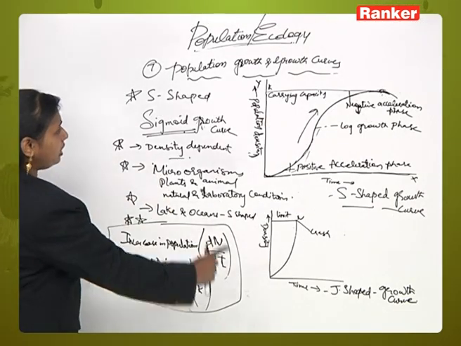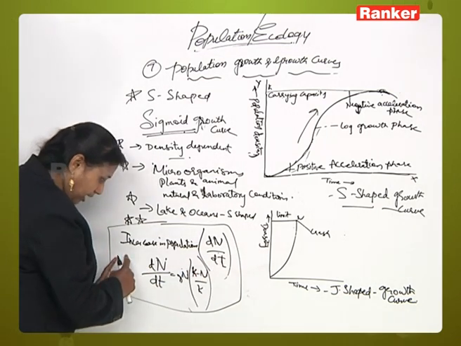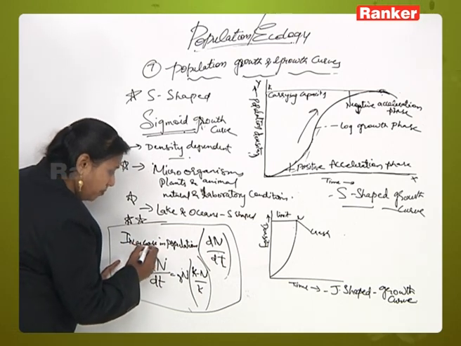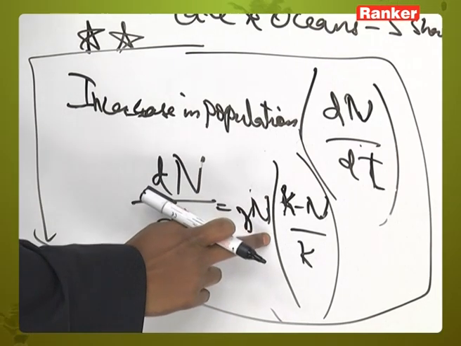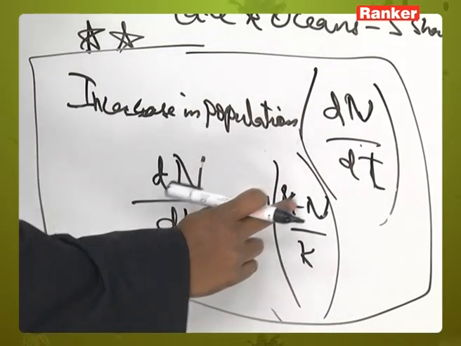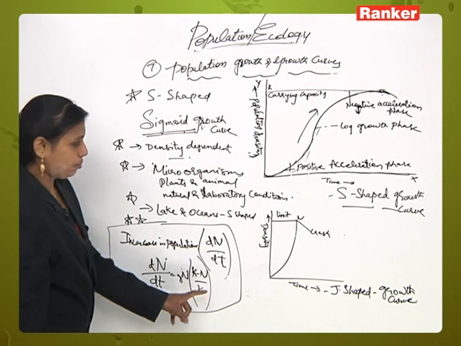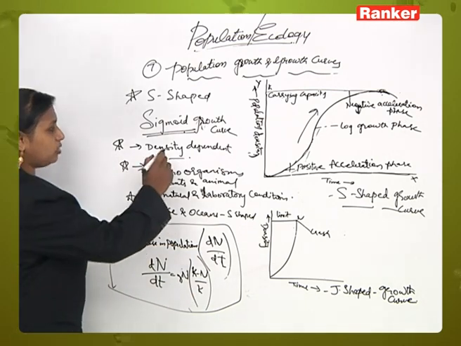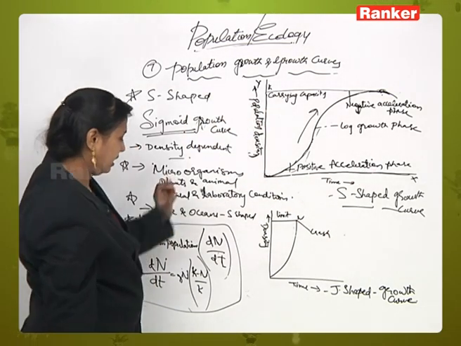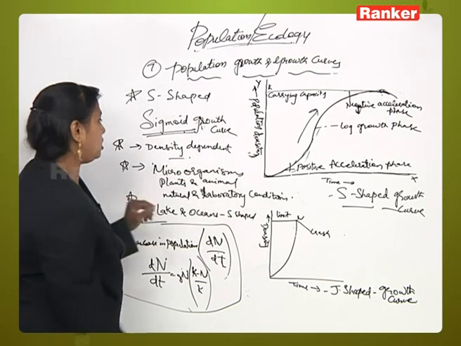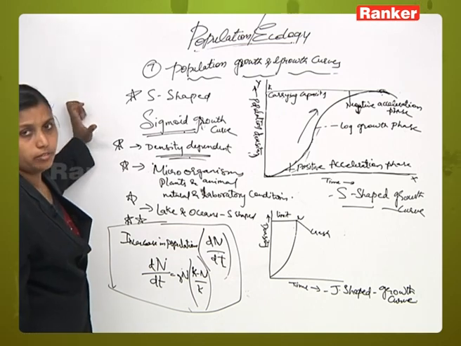So, if you are talking in terms of the sigmoid growth curve of a population, it can be written as increase in population dN by dt is equal to biotic potential r times number of individuals N into carrying capacity K minus N, divided by K, of that particular population. This equation is useful for calculating the S-shaped growth curves in a particular population. Basically, this is dependent on the density, so this is called density dependent. All these points are very important for multiple choice questions.